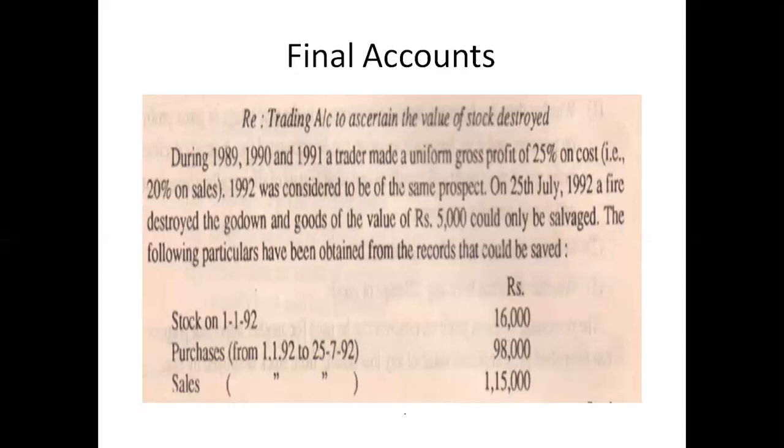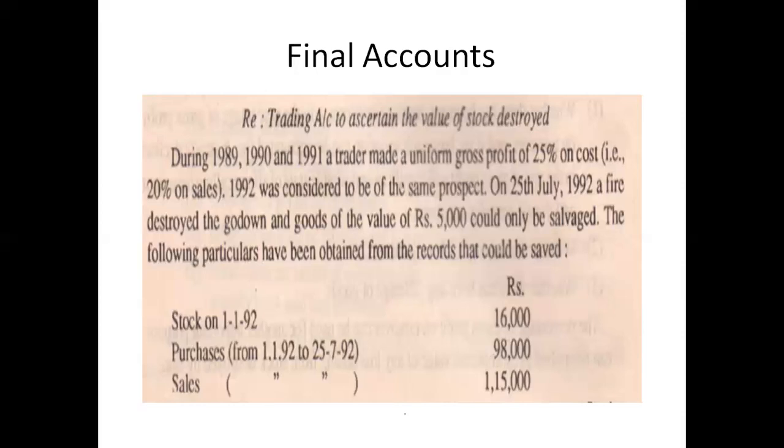Now, if some of you don't understand how we calculate from profit on cost to profit on sales, we take 25 by 125 into 100. So 25 by 125 is 1 by 5, and that is 20%. So that is how we calculate gross profit on cost to gross profit on sales.